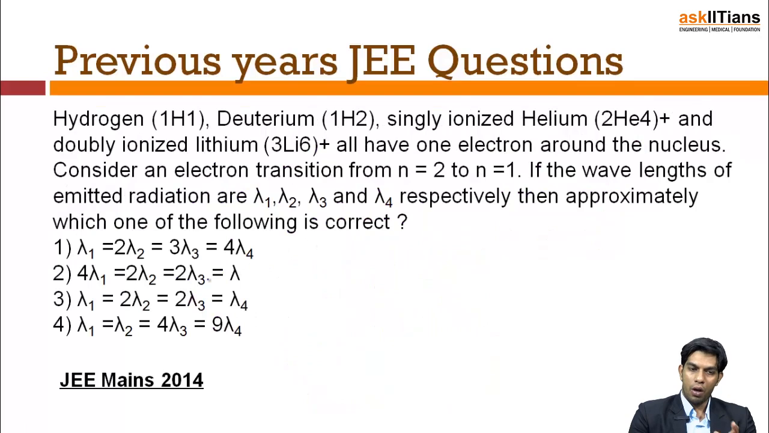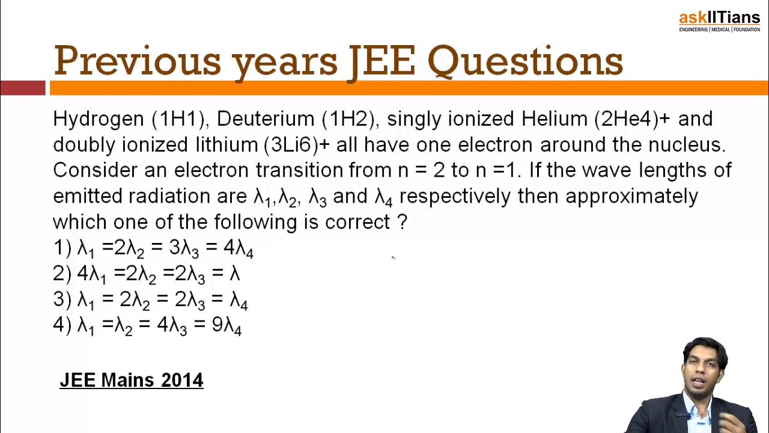Now, moving on. Hydrogen 1H1, deuterium 1H2, singly ionized helium 2He4 plus, and doubly ionized lithium 3Li6 plus 2 all have one electron around the nucleus. Consider an electron transition from n equals 2 to n equals 1. If the wavelengths of emitted radiations are lambda 1, lambda 2, lambda 3 and lambda 4 respectively, then approximately which one of the following is correct?